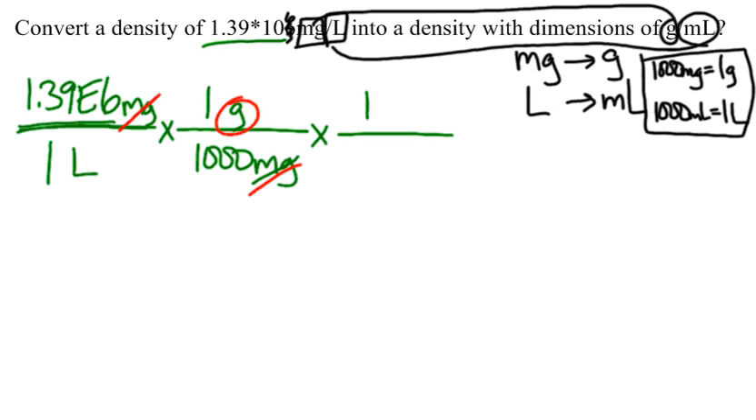I know that 1 liter is equal to 1,000 milliliters. Okay? Now I know that liters needs to go on top because over here in my first section, I have liters on bottom. So because of that, I need liters on top so it'll cancel out.